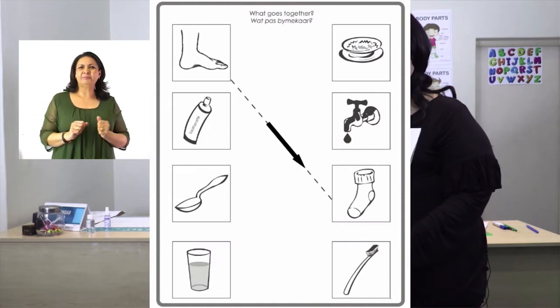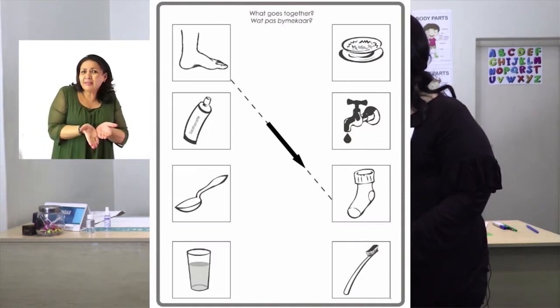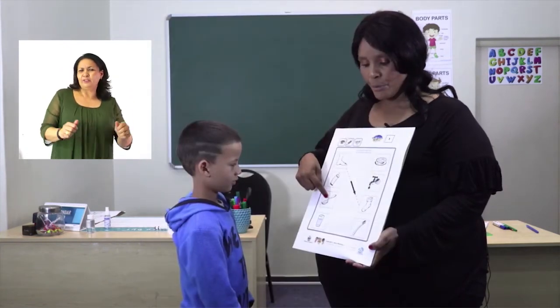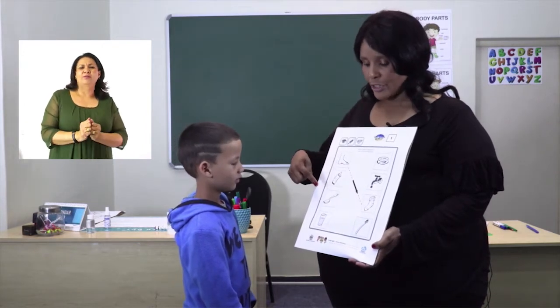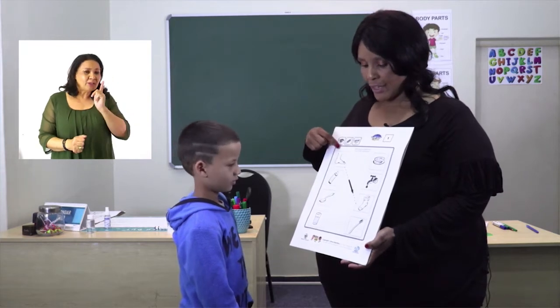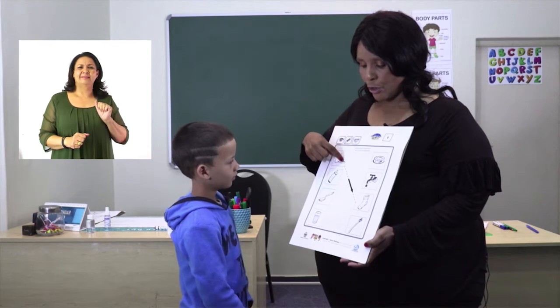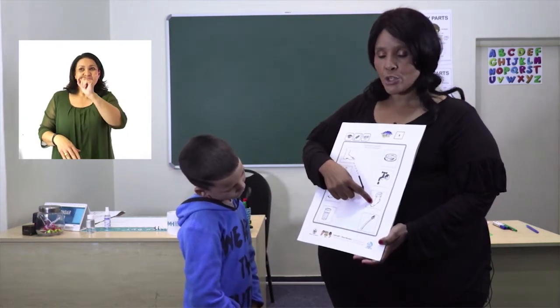Does the foot go together with the plate? Does the foot go together with the water in the tap? Does the foot go together with the sock? Does it go together with the toothbrush? Which one do you think? The foot goes together with the sock. So can you take a crayon or a pencil and draw a straight line going to the sock?